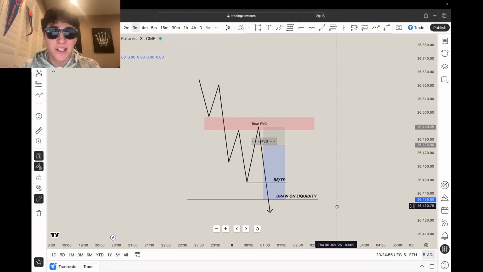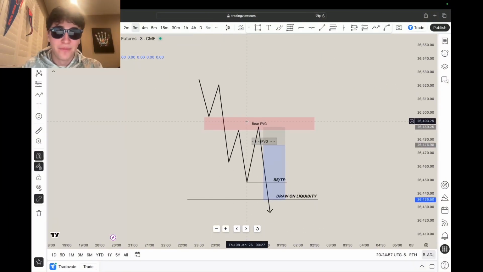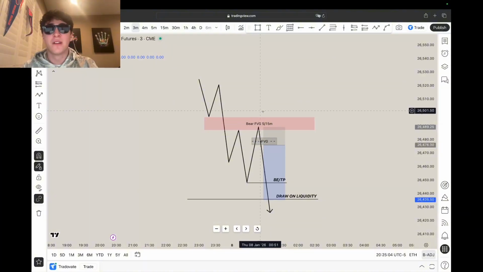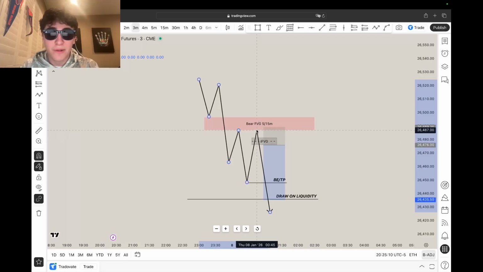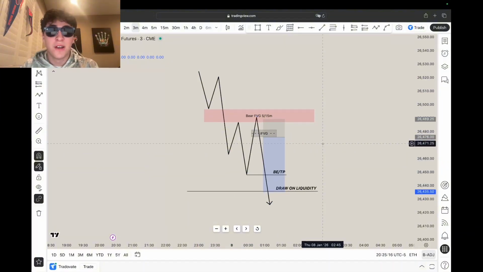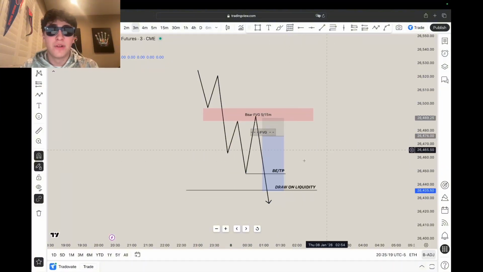Alright, so we're bearish here. You see, I didn't mark this out as 5/15-minute. Okay, so here, we would have opened up a 5 or 15-minute bearish fair value gap. And then you would wait for a retrace into this, and then your entry model, which would send price to your draw on liquidity. I did not cover break even and take profit.